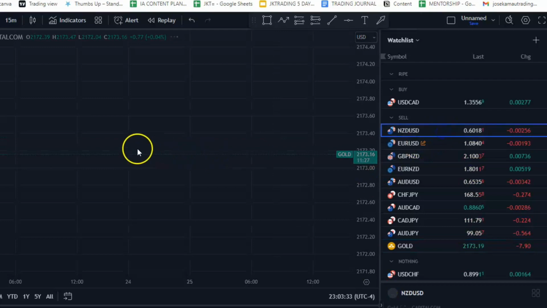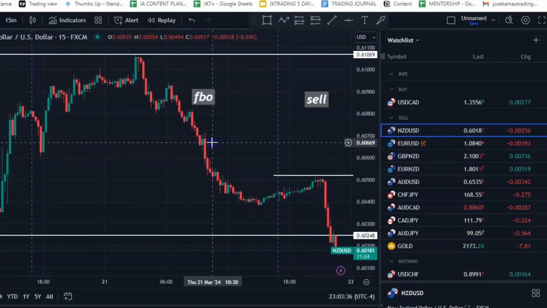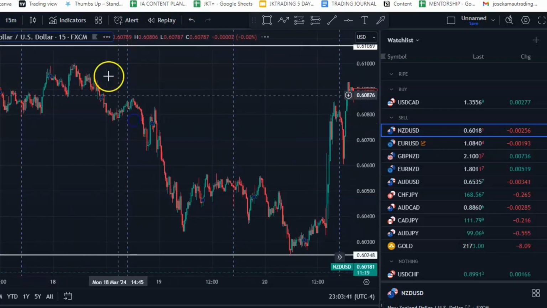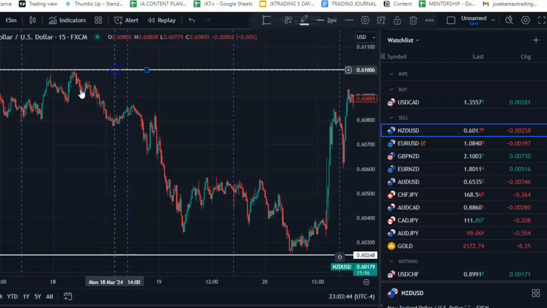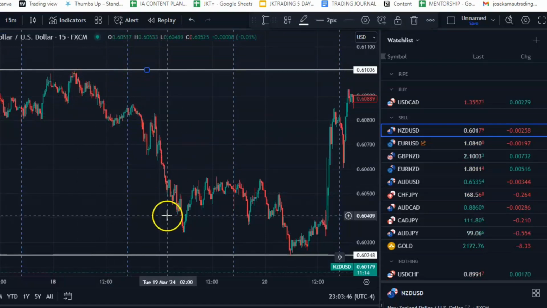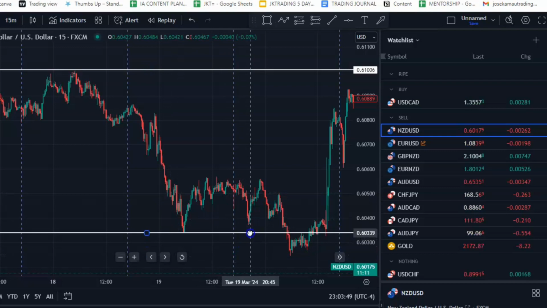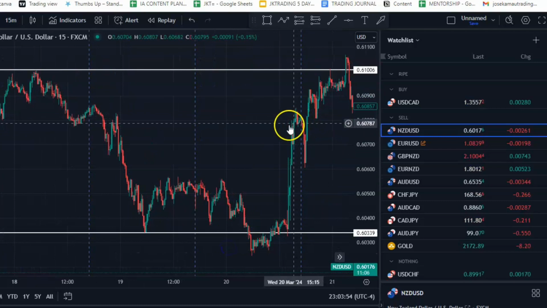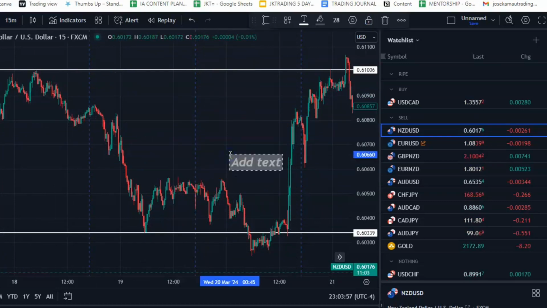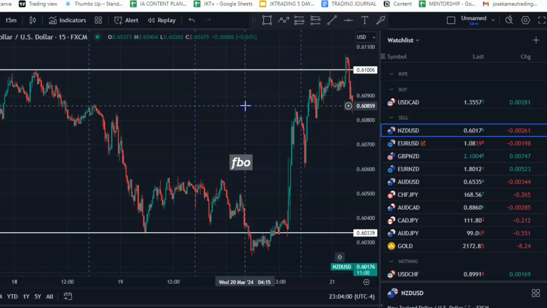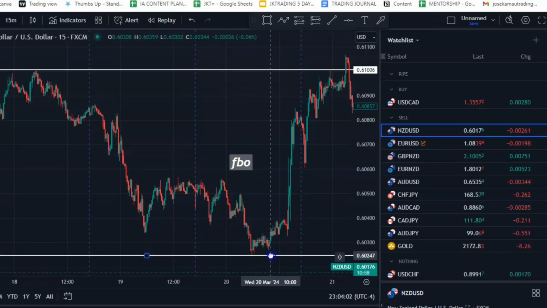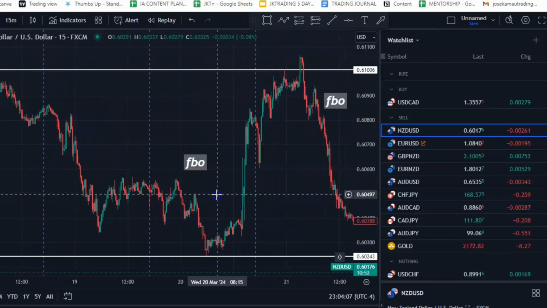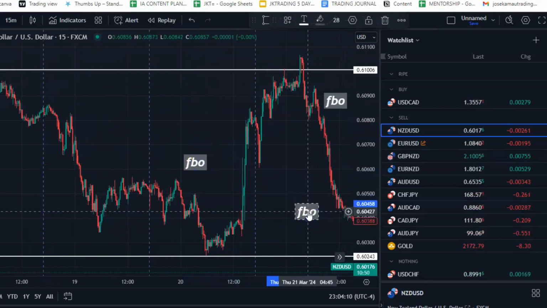So let's break down this trade we got on the New Zealand dollar yesterday. Monday sets the high of the week. Tuesday breaks out and closes outside of the range. Wednesday breaks out and closes back inside, giving us a failed breakout. So a failed breakout at the low of the week, what does that tell us to do the next day? It tells us to buy next day.